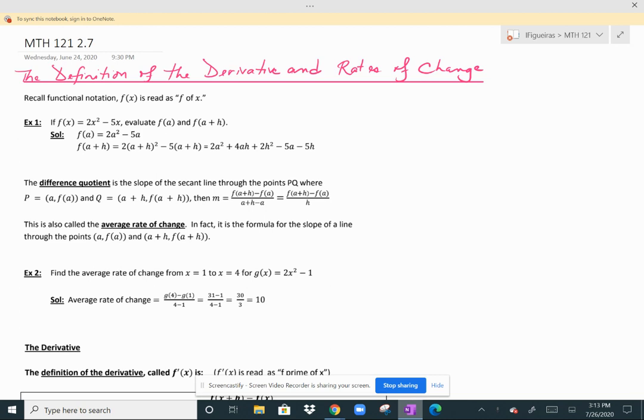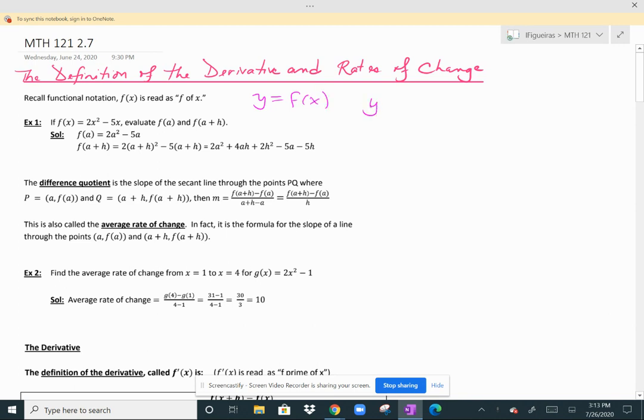Hi, this lesson is about the definition of the derivative and rates of change. But first, let's remind ourselves about functional notation. Remember, this expression is read as f of x, which means that f is a function of x. And y and f of x are interchangeable.